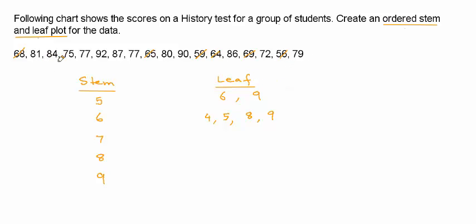How about the 70s? We have a 75. We have a 77. We have a 77 again. So you write down 2 sevens. And then we have a 72. And finally a 79. And let's just cross off the 72 and 79.